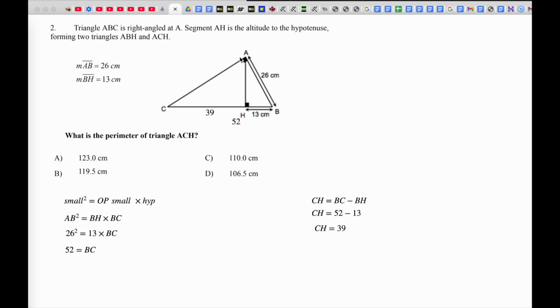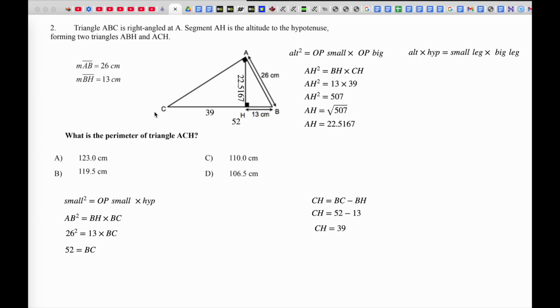All we have to do is find AC. Now we could use Pythagorean theorem, but I'm going to use one of these formulas just because we're here. The altitude squared is equal to the orthogonal projection of the small side, which is 13, times the orthogonal projection of the large leg, which is 39. AH squared is equal to BH times CH, which is 13 times 39, which is 507. Take the square root of both sides.